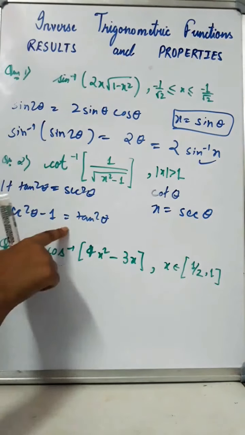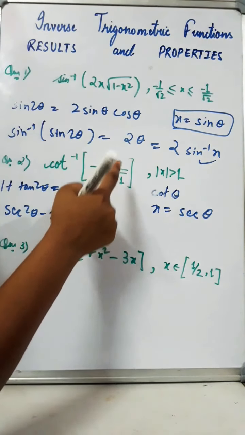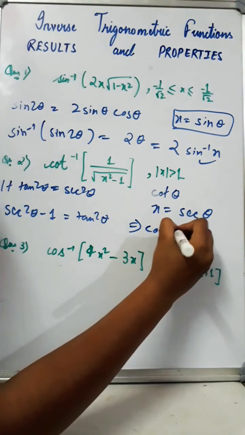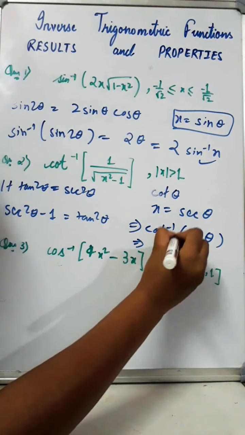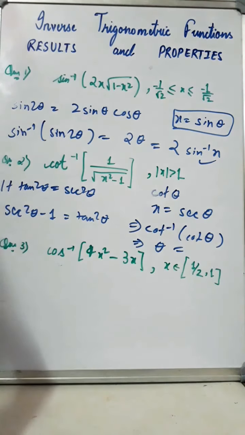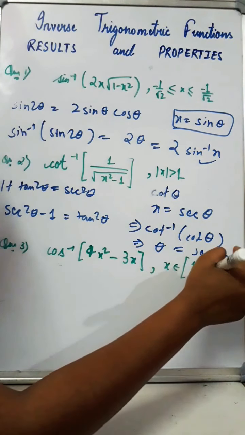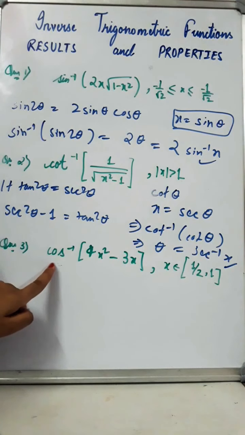Now you will get under root tan square theta, which is tan theta, and 1 upon tan theta is cot theta. So you got it, cot inverse cot theta, which is your theta, right? Theta is equal to sec inverse x. Got your answer. Similarly, look at this one.